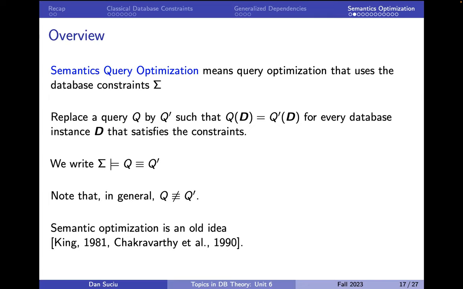And I should also mention that semantic optimization is an old idea. Actually, I'm not sure exactly who's credited for this. I found this reference to the PhD thesis from Stanford by King, and then there is this survey paper by Chakravarthy and others. So it's really an old idea. So maybe John knows.